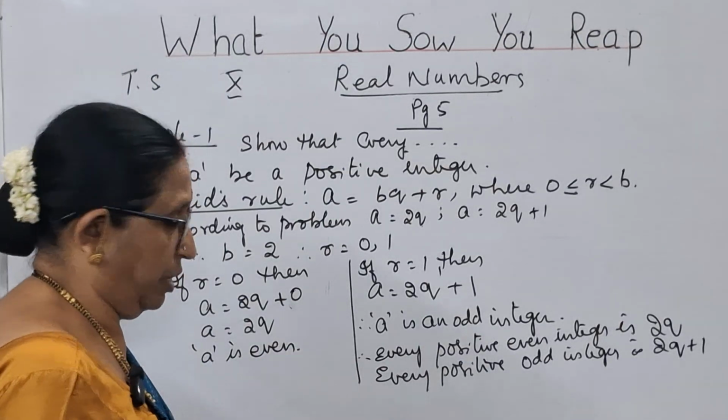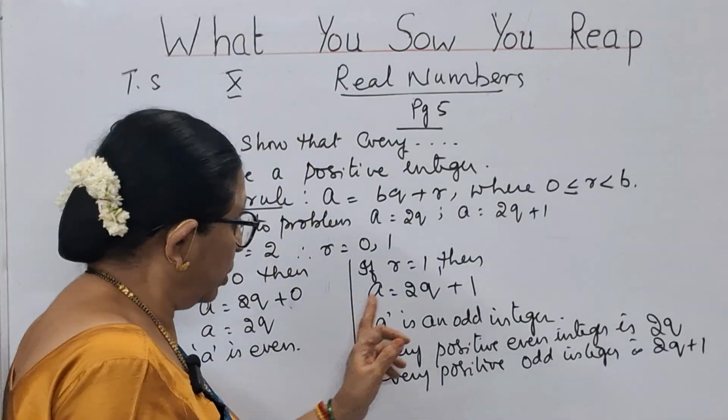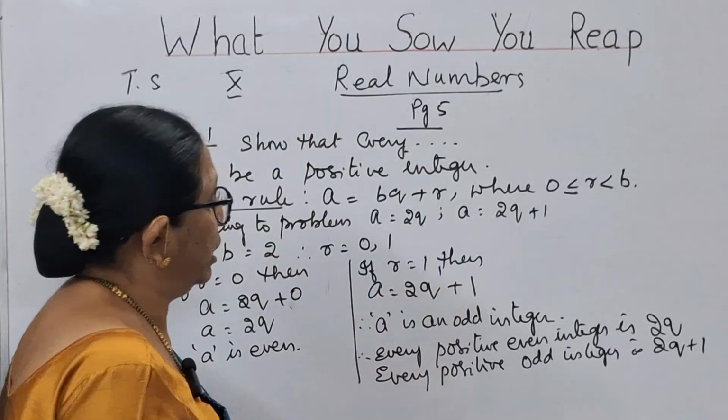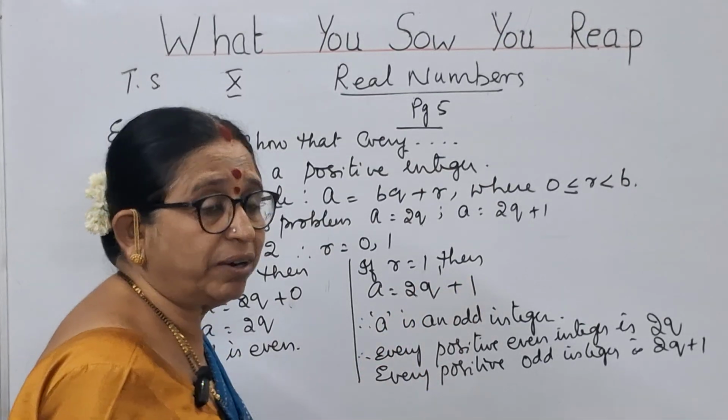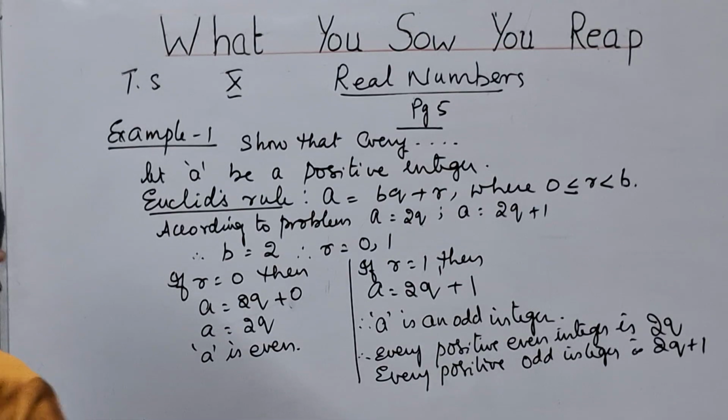So it is even. Next, if r is equal to 1, then a is equal to 2q plus 1 you will be getting. So even plus 1 is odd. So we have proved this. I hope you have understood. You copy this, children.